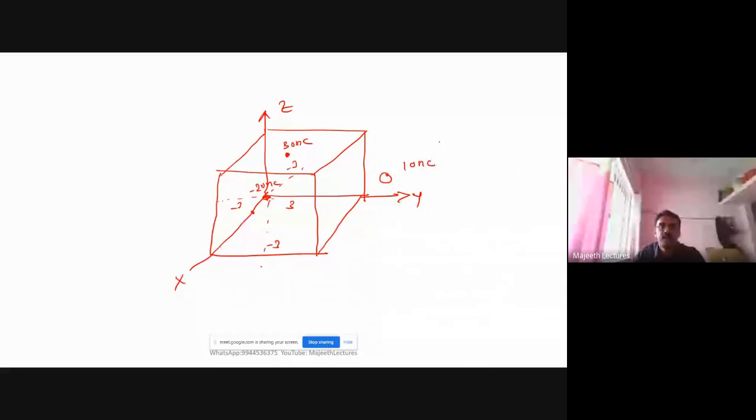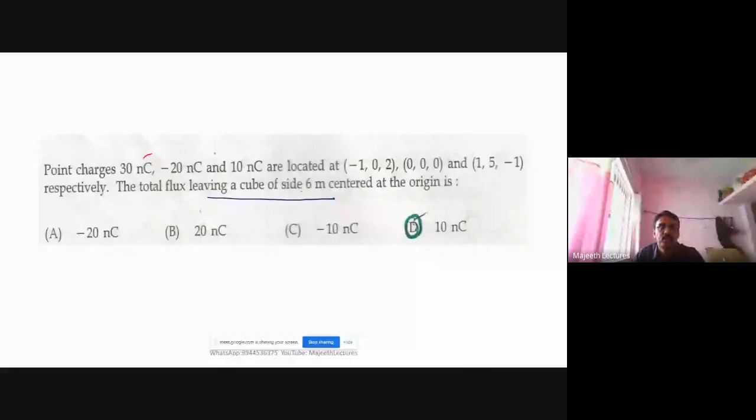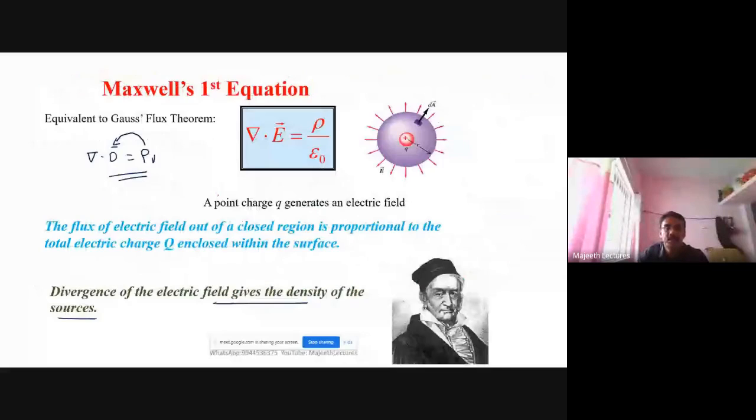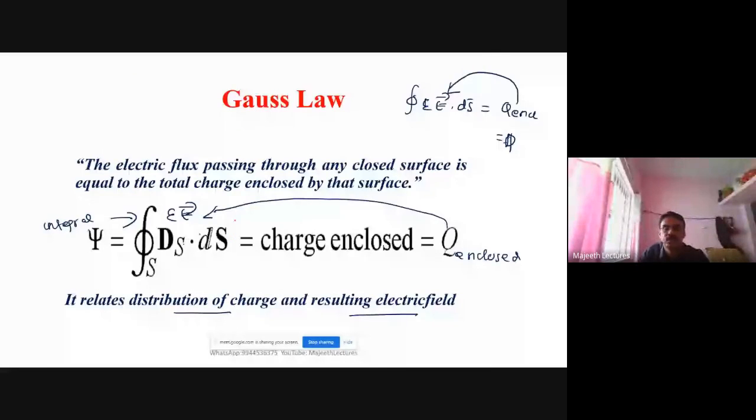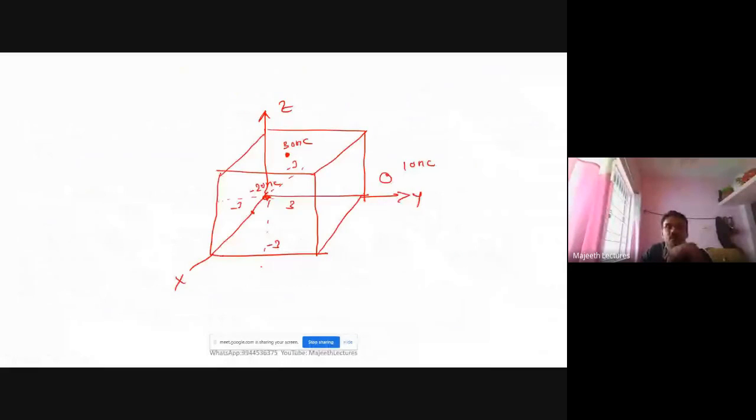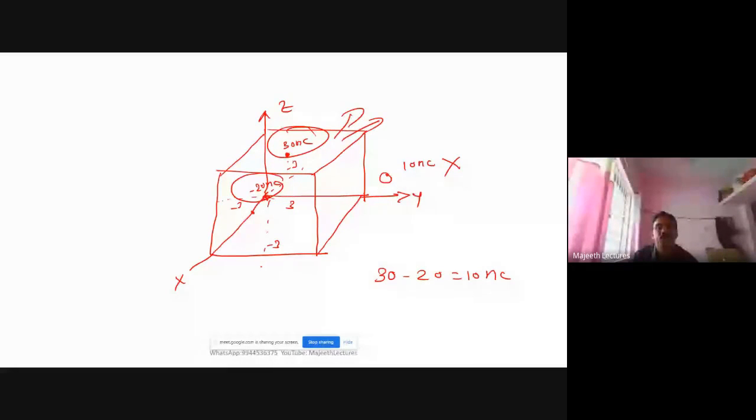What is the total flux leaving? As per Gauss law, the flux leaving is equal to the charge enclosed. In the cube, what are the charges enclosed? Only minus 20 nanocoulomb plus 30 nanocoulomb. So what is the total charge? 30 minus 20, 10 nanocoulomb. This one won't be considered for the calculation, because flux leaving from the surface is equal to the charge enclosed. Only these two are enclosed. So the result is 10 nanocoulomb. So the answer is 10 nanocoulomb.